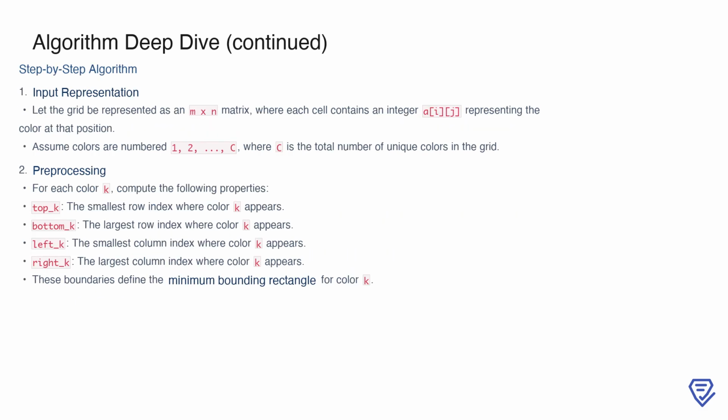To formalize our approach, we first represent the grid as an M×N matrix, where each cell contains an integer representing the color at that position. The colors are numbered from 1 to C, where C is the total number of unique colors in the grid.